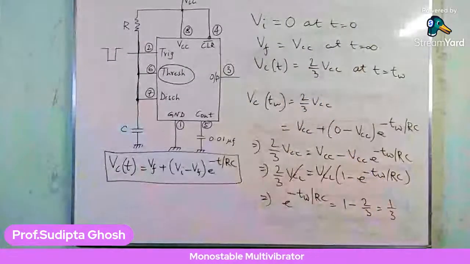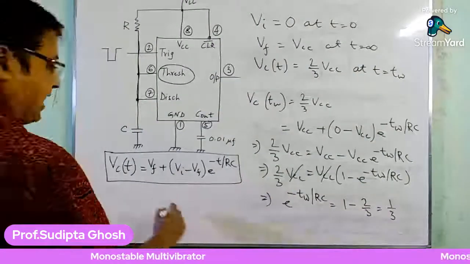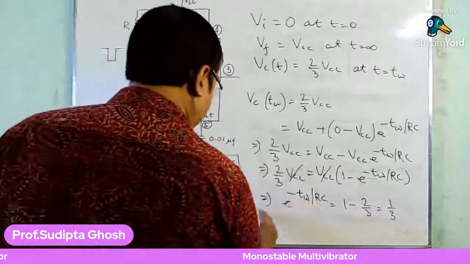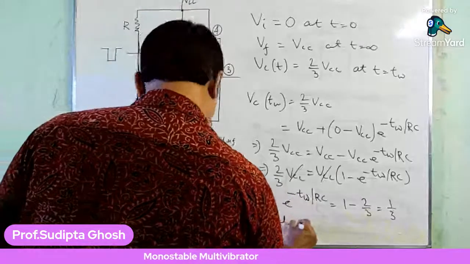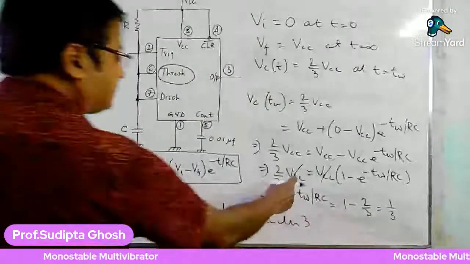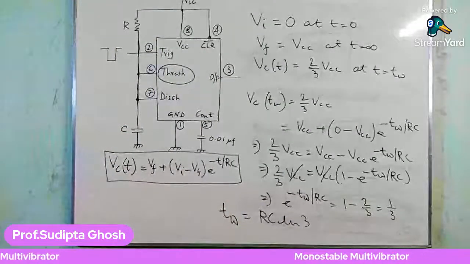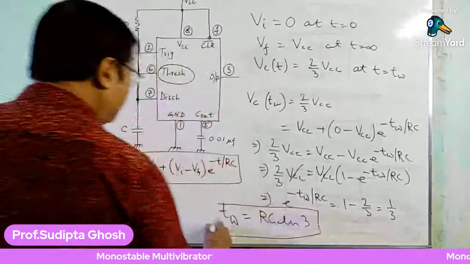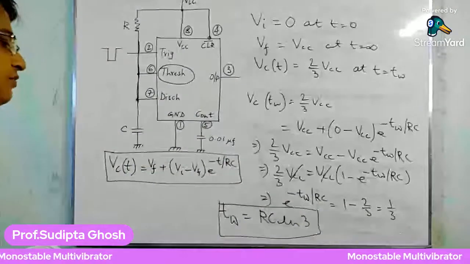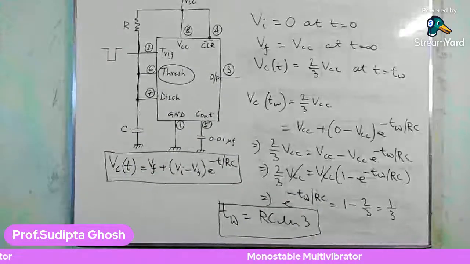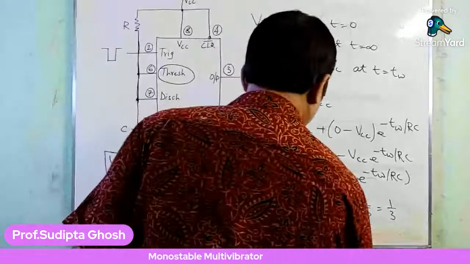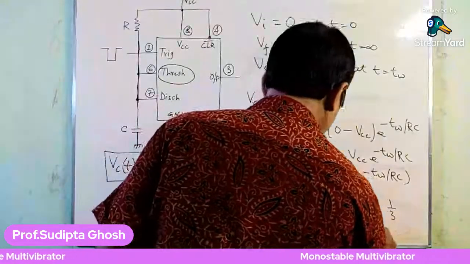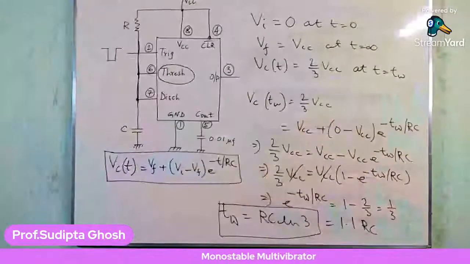So here we can find the value of TW equals RC ln 3, because a negative sign appears, so making use of the logarithm we find TW equals RC ln 3. As we know, the value of ln 3 is around 1.1, so the simplified value of the pulse width TW is 1.1 RC.